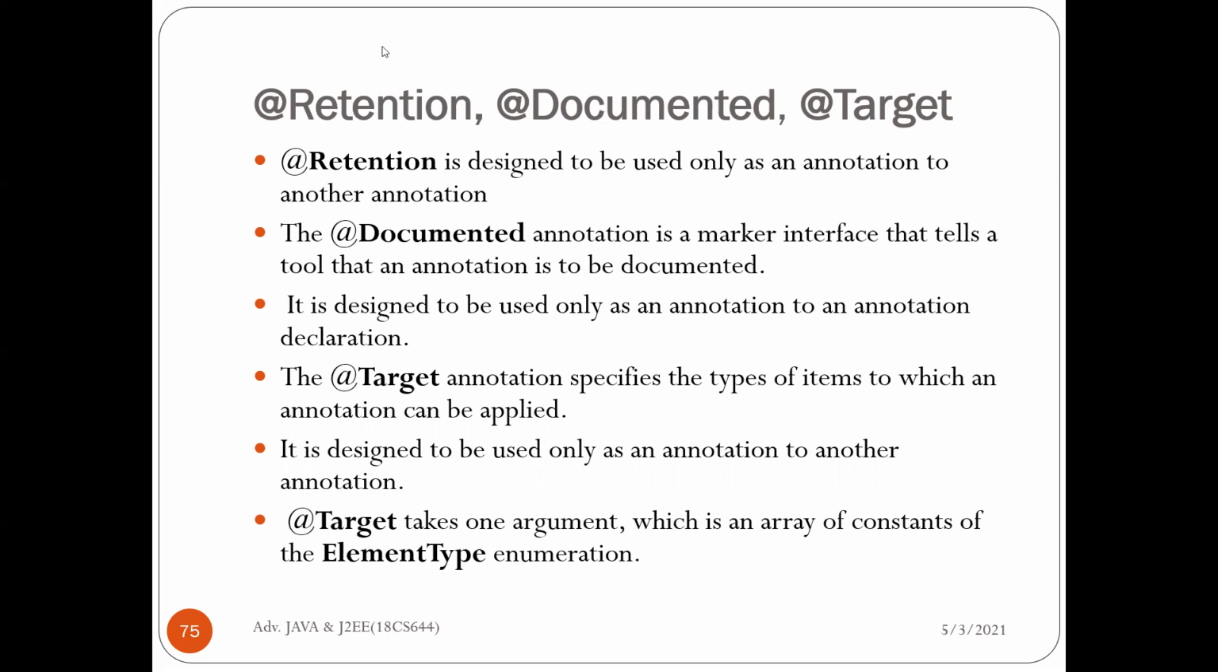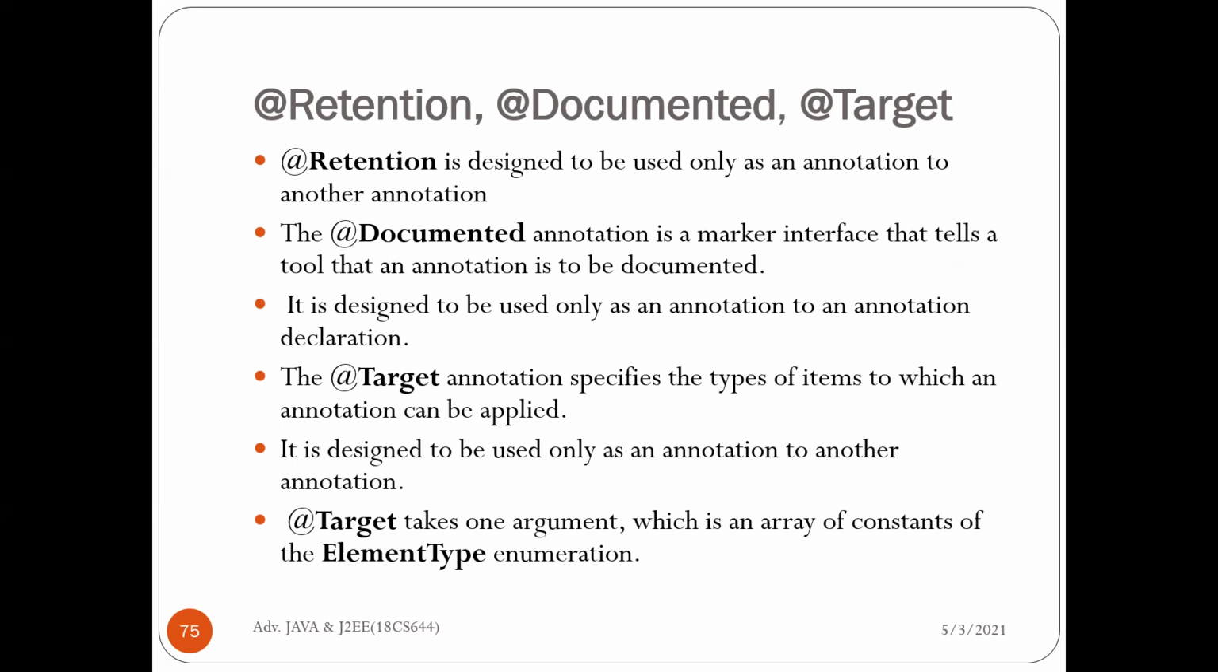Then the documented annotation. The documented annotation is just a marker annotation, and a marker annotation doesn't contain members. It is used to tell the tool to document that particular annotation, so that whatever annotation is there will be added in the documentation of the source file. That documentation is used only by external tools. Again, this documented annotation can only be used to annotate an annotation. It cannot be used on a class or a method or variable or constructor.